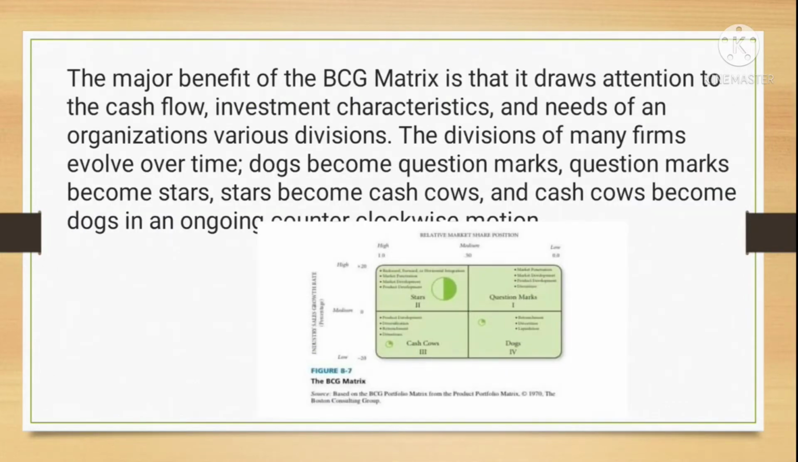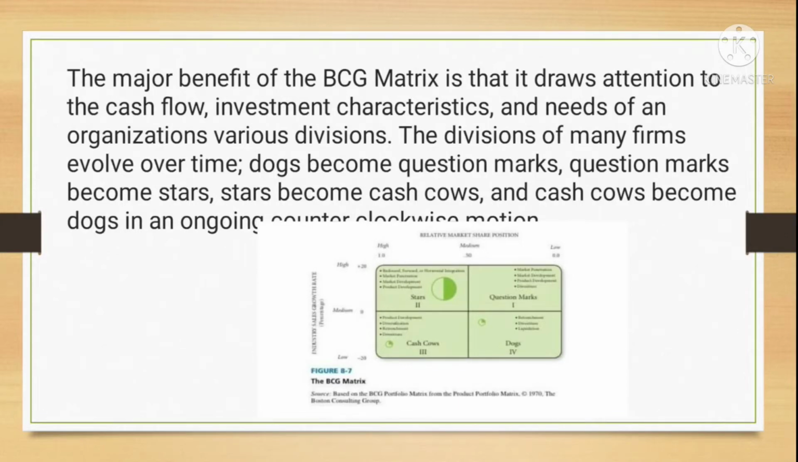The major benefit of the BCG matrix is that it draws attention to the cash flow, investment characteristics, and needs of an organization's various divisions. The divisions of many firms evolve over time. Dogs become question marks. Question marks become stars. Stars become cash cows. And cash cows become dogs in an ongoing counterclockwise motion.